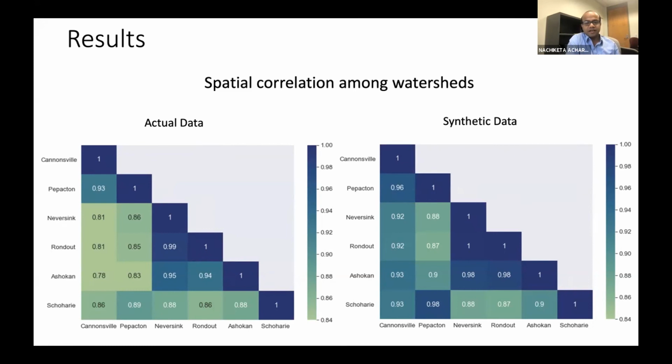But it's just a simple GAN. We don't even use a conditional GAN or other variants. So to start with that concept, we are very happy that this GAN-based weather generator actually works.